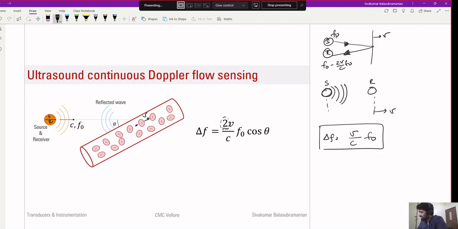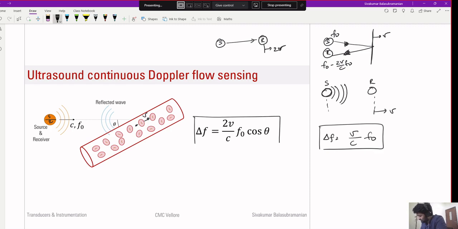Okay. Or another way to think about this is if you have a reflecting surface like this, it is equivalent to the source and the receiver like this, but the receiver is moving at velocity 2v. Okay, that's why you have the two.